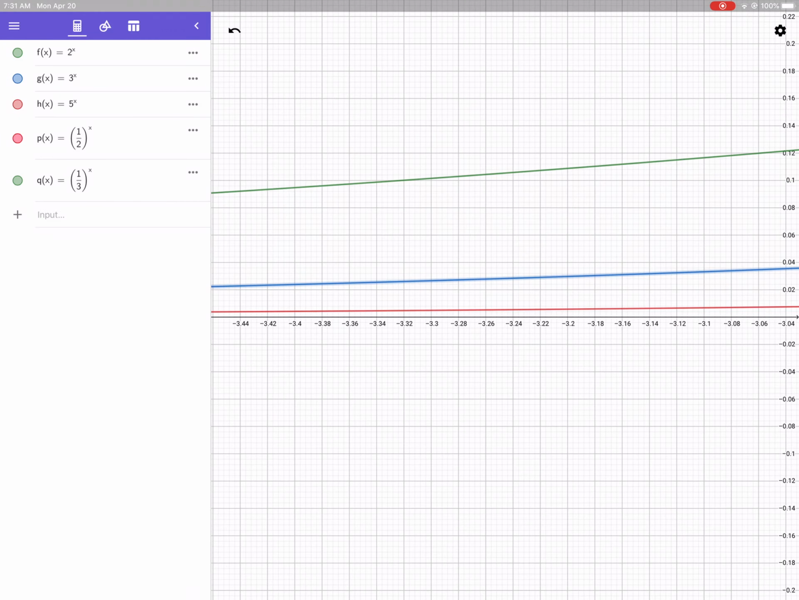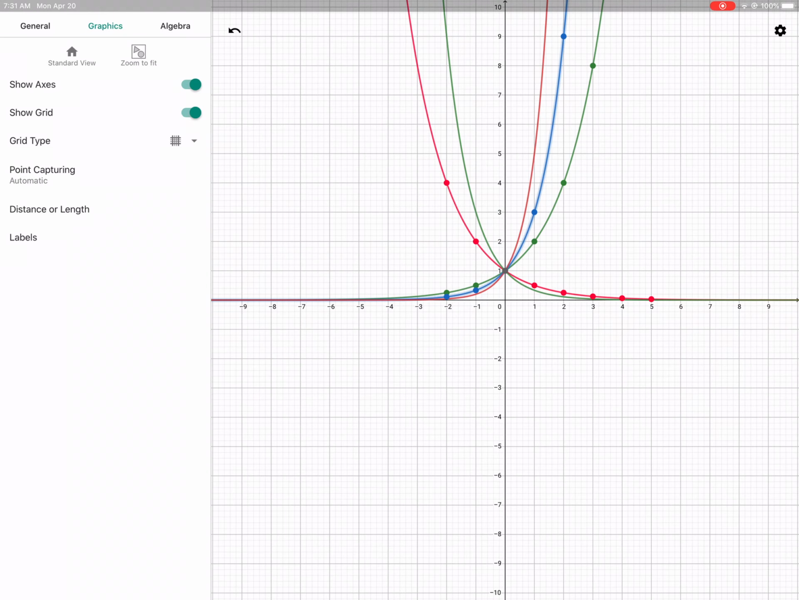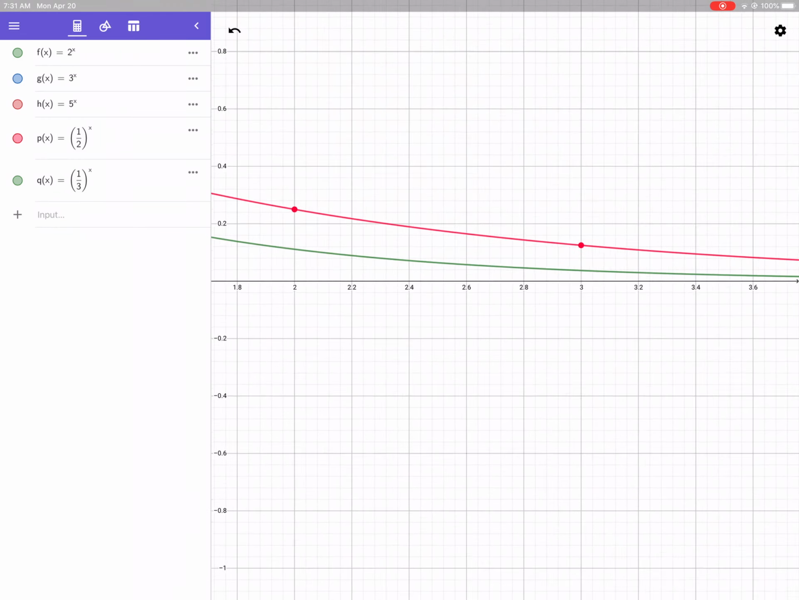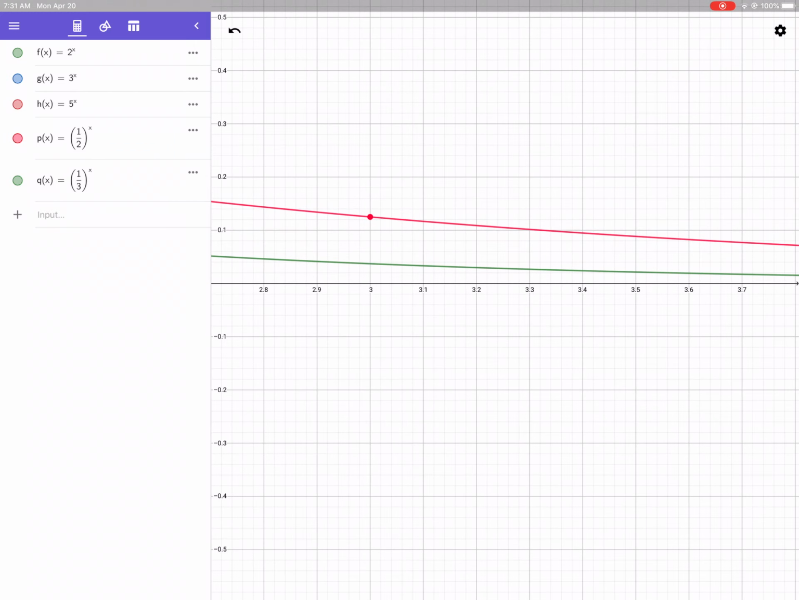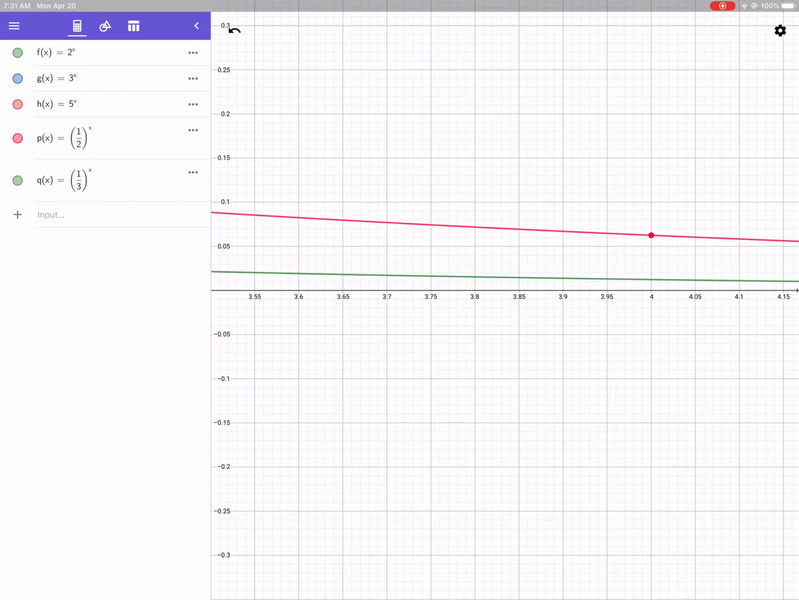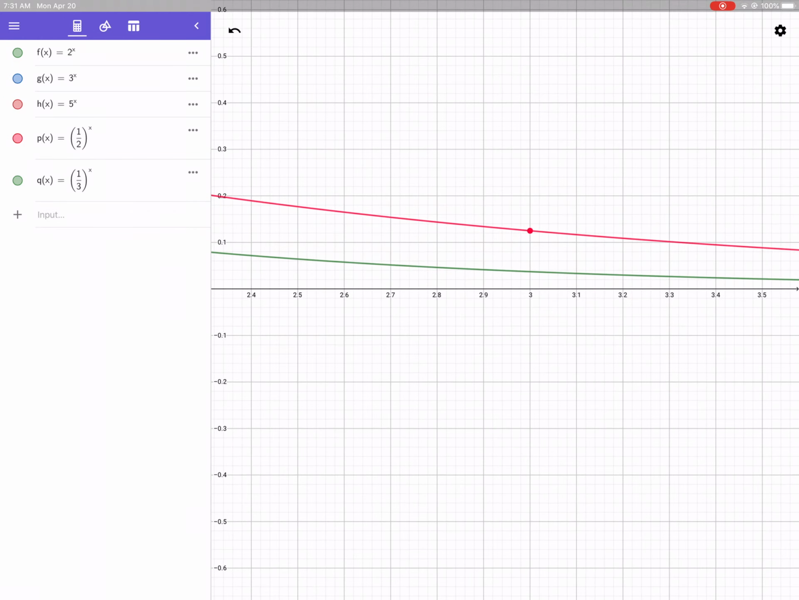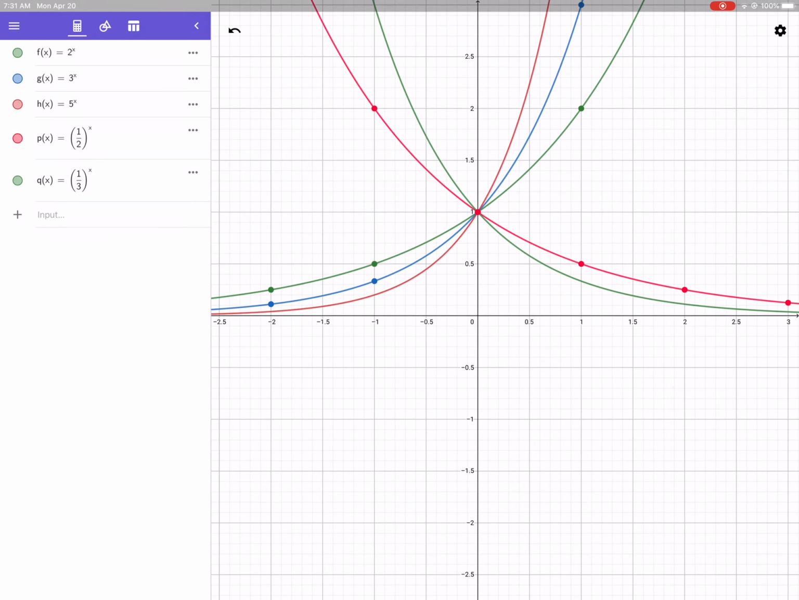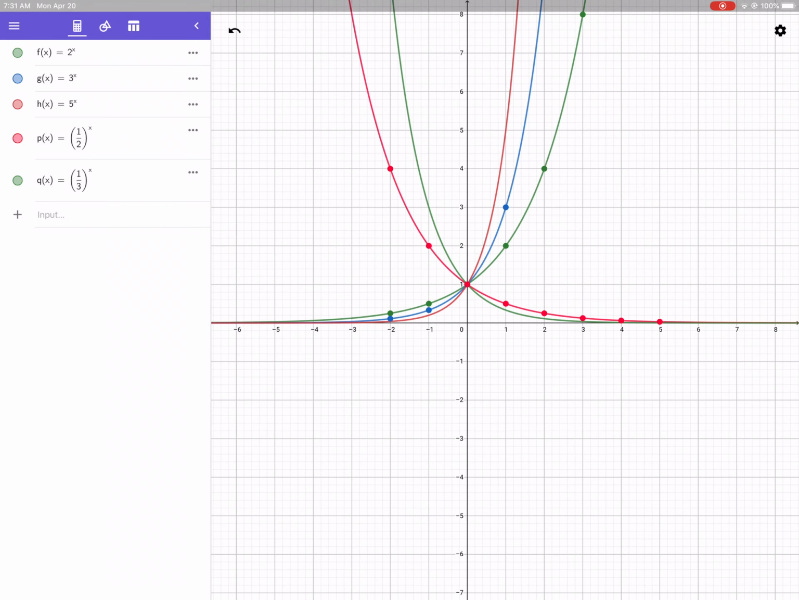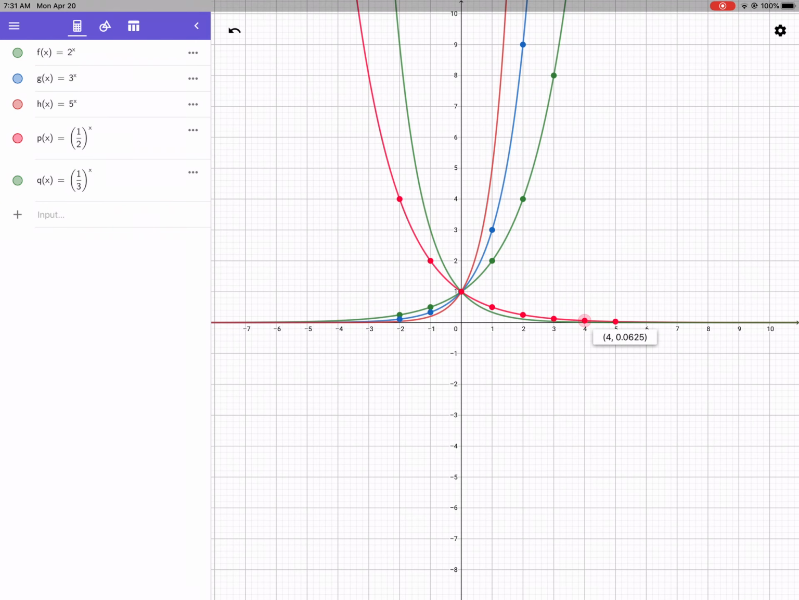So if you come back to my standard view, the other way as well. If I get really super close to the x-axis, it's never hitting the x-axis. And we call this, I don't know if you remember, we call this an asymptote. These graphs are asymptotes. They get super close to the x-axis, but they'll never intersect it.